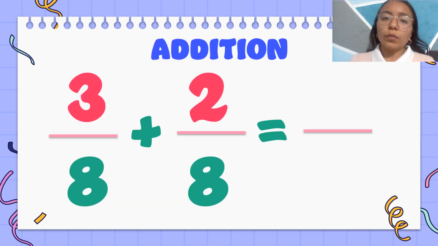And now let's move on to adding fractions. First, we have the addition of fractions with the same denominator, which is very simple. We just add the numerators and leave the denominator the same. In this example, we add 3 plus 2, which results in 5.